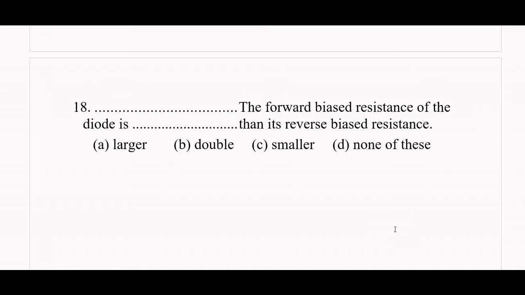So both the answers should be same. So the options are larger, double, smaller, or none of the above. So the answer is smaller. So the sentence will be: the forward bias resistance of the diode is smaller than its reverse bias resistance.